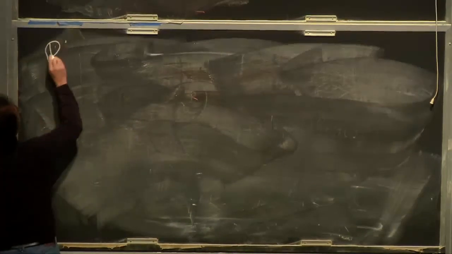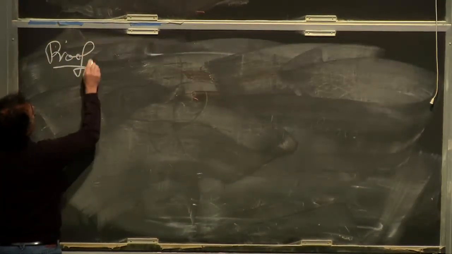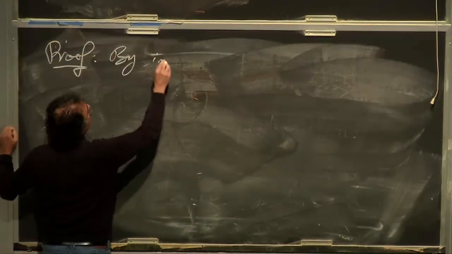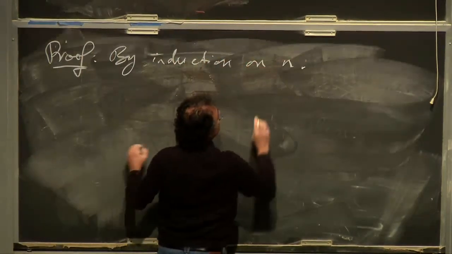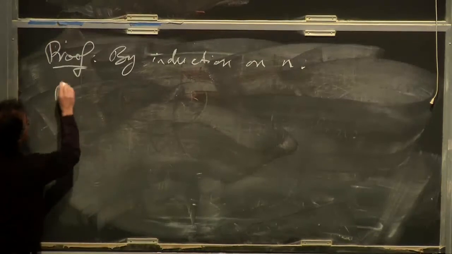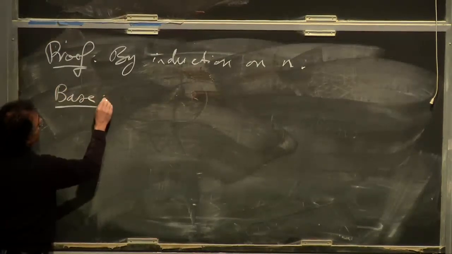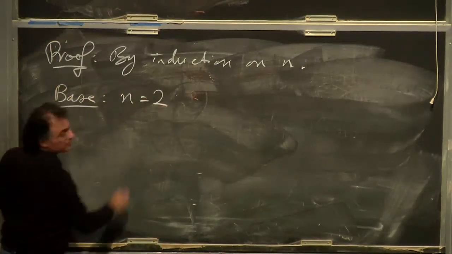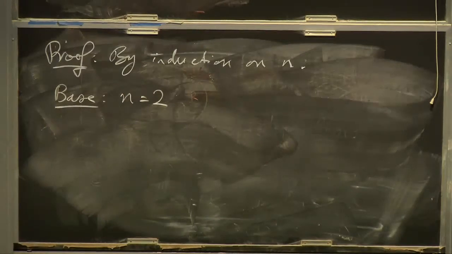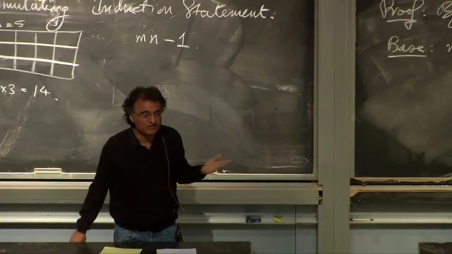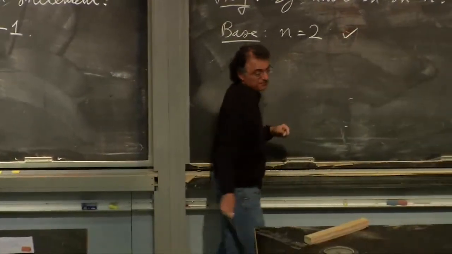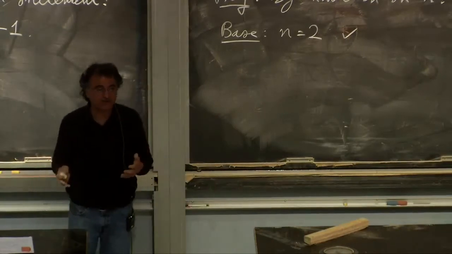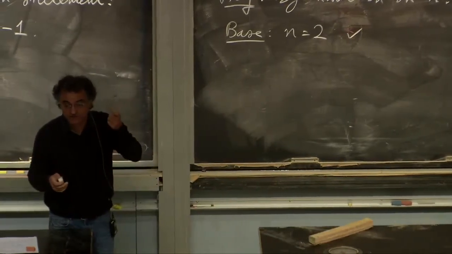Proof by induction on n. Base case: n equal to 2. Right? That's the first non-trivial case. And it's obviously correct. 2 is a product of primes. You can write 2 as a product of primes. It's just one prime, 2.